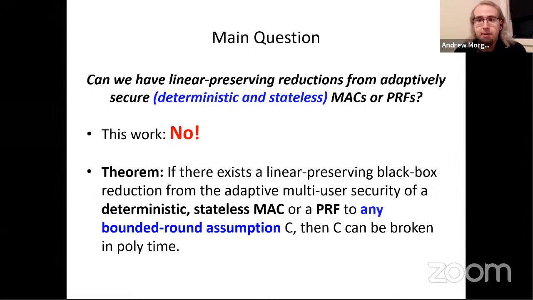Specifically, we show that if there exists a linear preserving black box reduction from adaptive multi-user security of either a deterministic and stateless MAC or a PRF to any standard assumption C with an a priori bounded number of rounds, then the assumption C is inherently insecure.